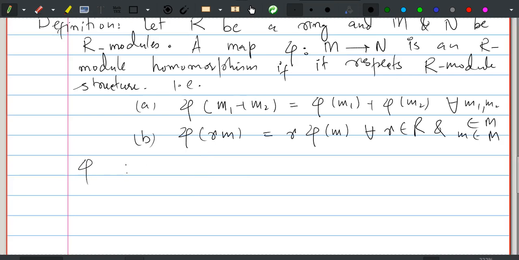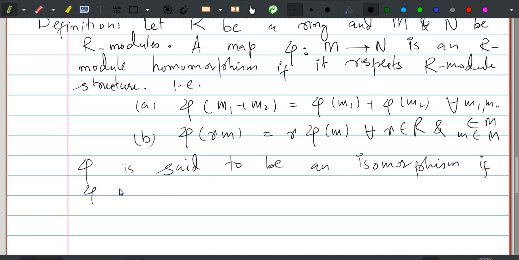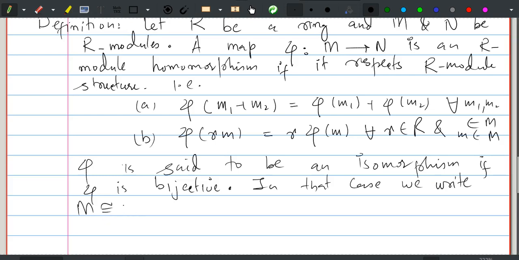And phi is said to be an isomorphism if phi is bijective, i.e. phi is both injective and surjective, and in that case we write M is isomorphic to N. We denote by this notation the fact that these modules are isomorphic.